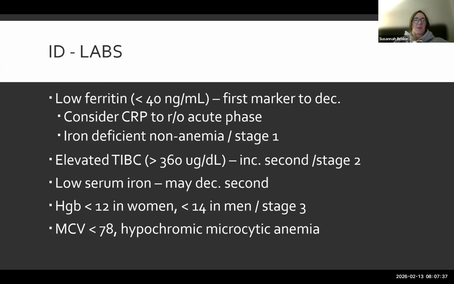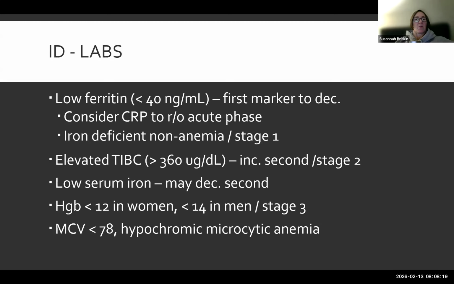And when you're looking at the labs, first thing that you think about is where's my iron? They've said to consider CRP at the same time to rule out an acute phase reactant. And if anybody's been sick recently, I'm always hesitant to overinterpret these labs. But ferritin should be your first marker to go down. So if somebody is working towards being iron deficient, they're going to have what we call iron deficient non-anemia, which I consider just stage 1 of iron deficiency. It's essentially your earliest marker that you're not getting enough iron in your diet or you're losing too much blood or both. Less than 40 will often flag as abnormal.